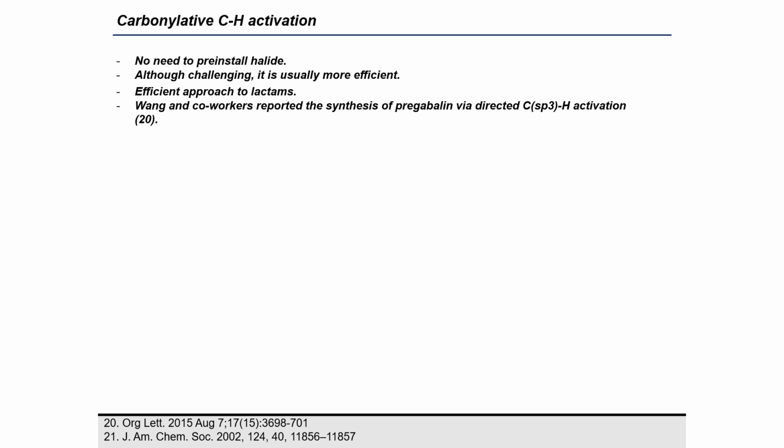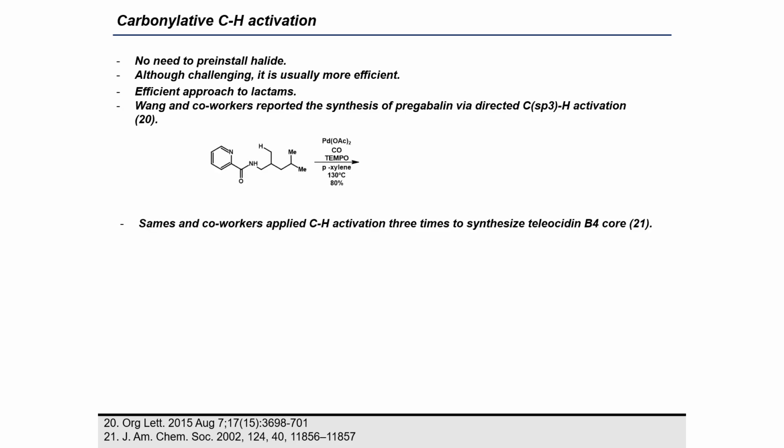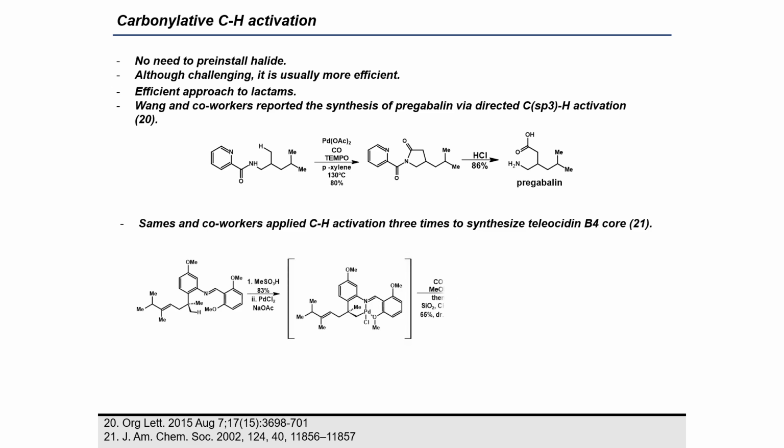Also, some carbonylative C-H activation has been reported. So C-H activation will allow you to undergo a carbonylation without having to pre-install the halide. And although it's challenging, it is usually more efficient. Wang and co-workers reported the synthesis of pregabalin via directed C(sp3)-H activation of alkylamines, which allows the formation of gamma-lactams and gamma-amino acids with TEMPO as the essential oxidant.